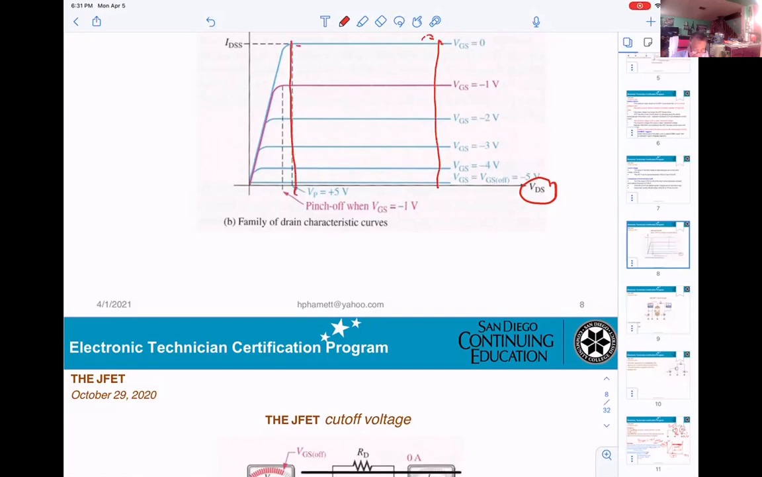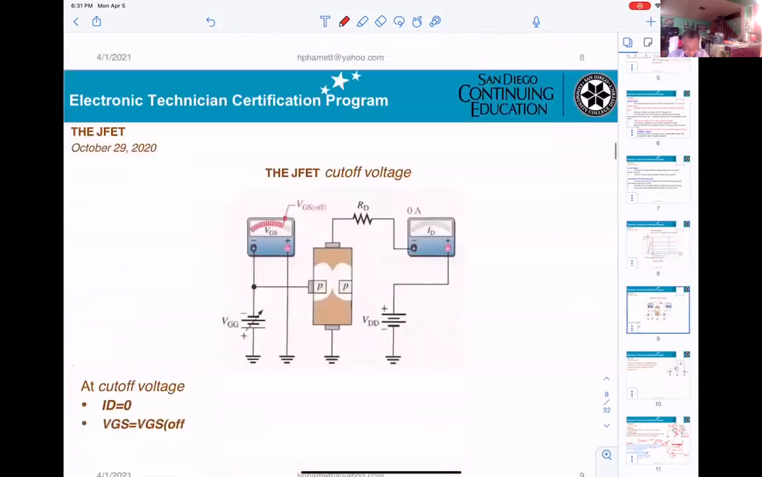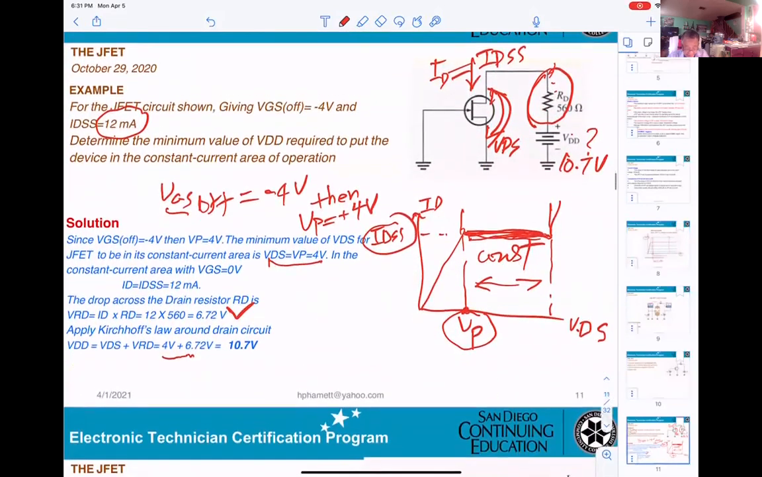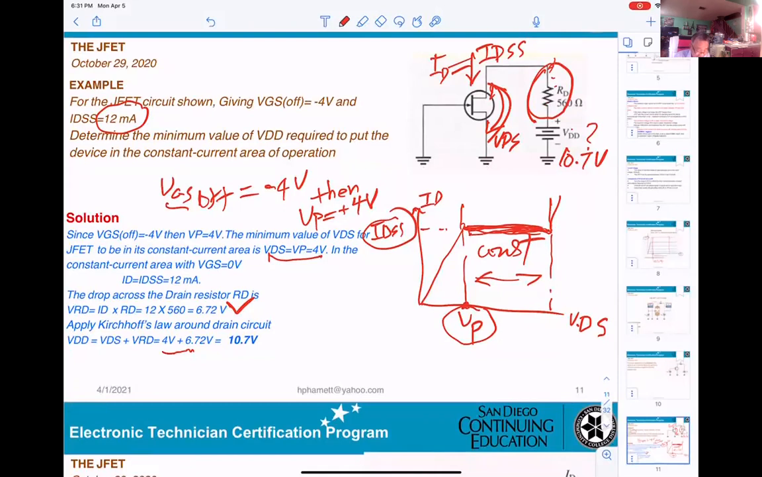To be working in this area, you know the ID must be the same as IDSS, and also VDS has to be right here, must be equal to VP. So when you go back here, they already gave you IDSS equal 12. Then you can calculate the voltage drop right here. Now what you need to know is the voltage from D to S.